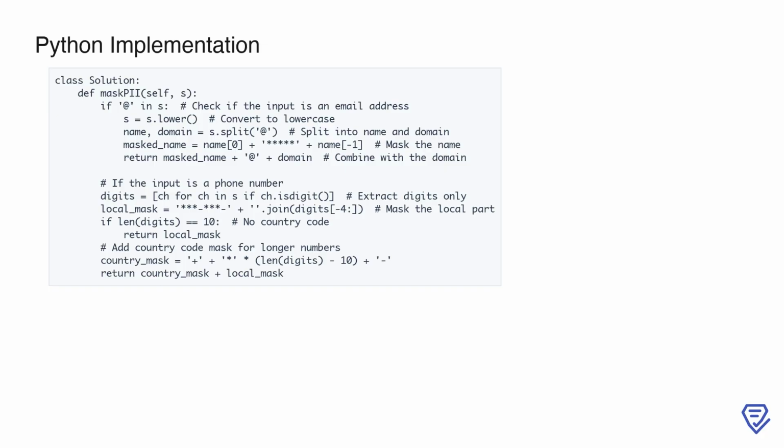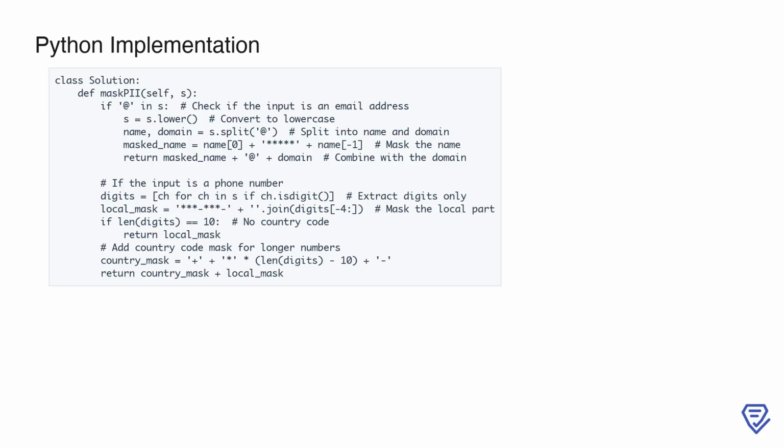If the input is not an email, it is treated as a phone number. The solution extracts only the numeric digits from the input string, ignoring special characters like plus or dash. The last 4 digits of the phone number are preserved, while the rest are masked with a standard format of asterisks and dashes. For phone numbers longer than 10 digits, which include a country code, the country code is masked with plus followed by the appropriate number of asterisks and a hyphen. The complete masked phone number is then returned.